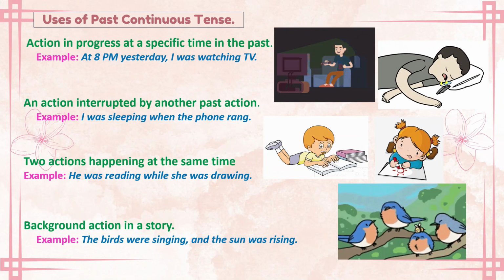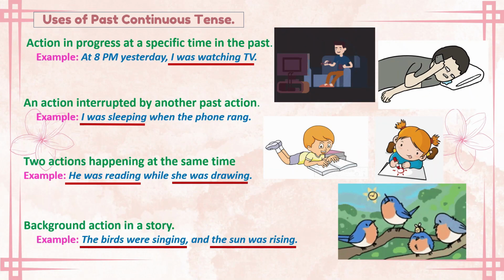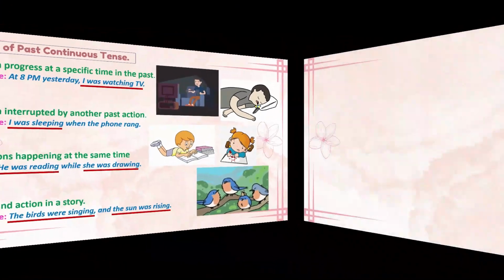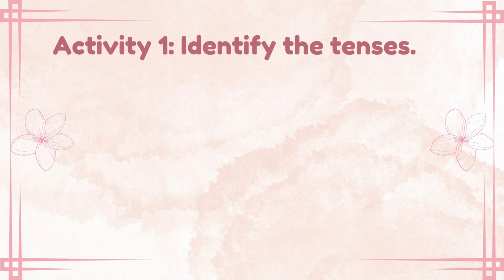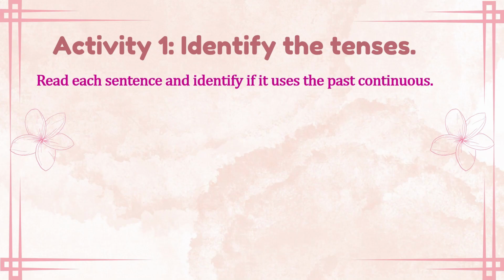Have you noticed one thing? In all four examples, the sentences are compound. So, only the underlined part is past continuous tense. Let's concrete the topic with the help of some activities. Read each sentence and identify if it uses the past continuous tense.